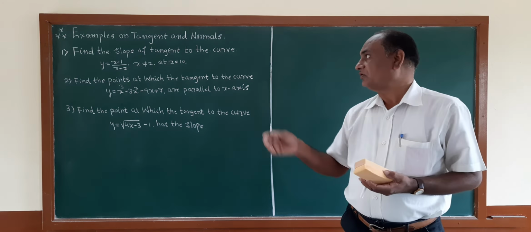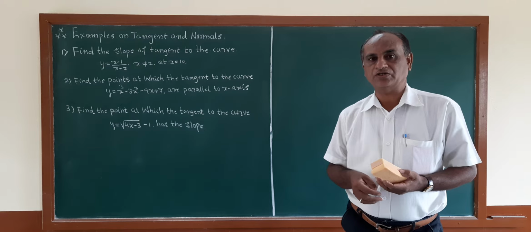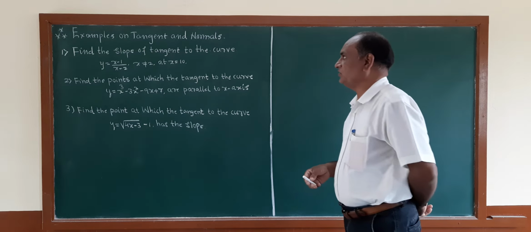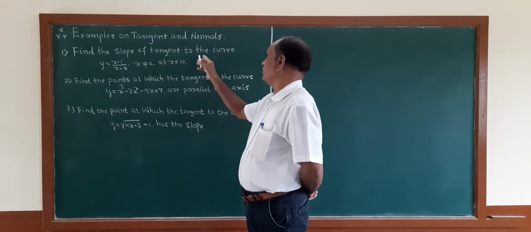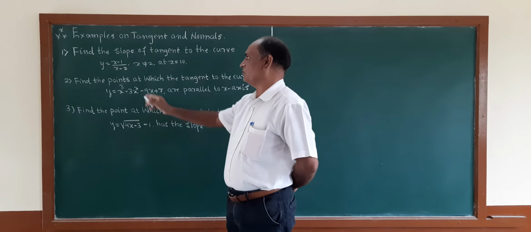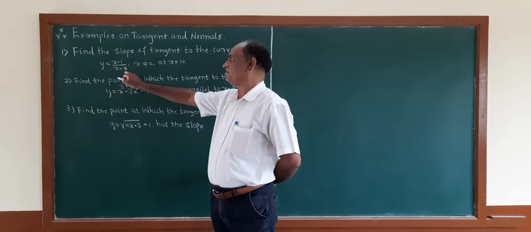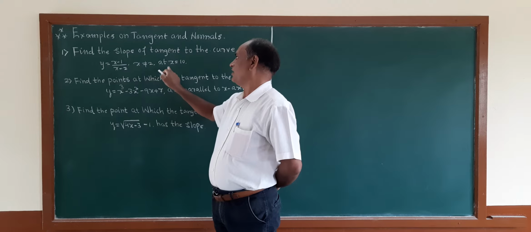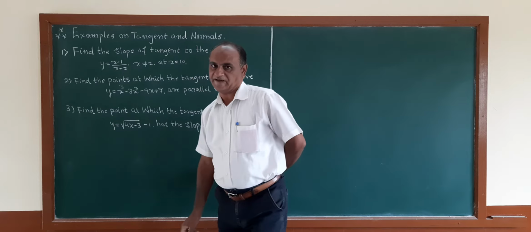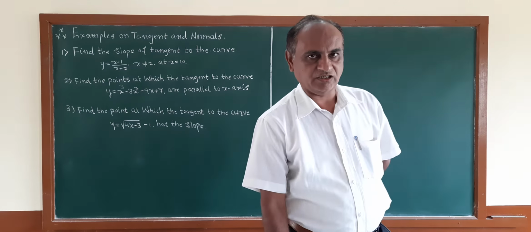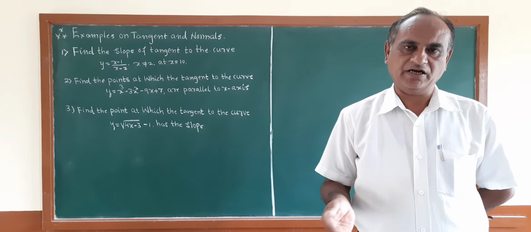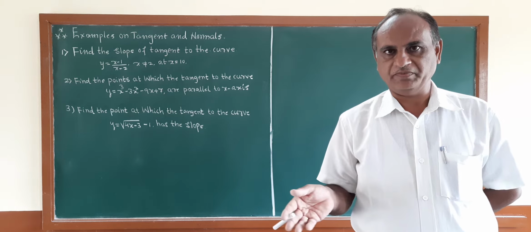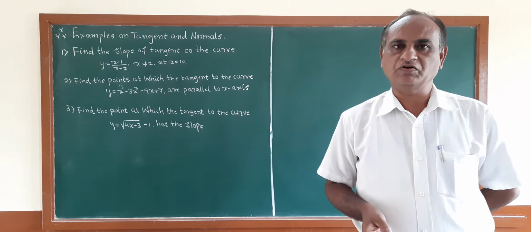So today I want to discuss three examples based on the theory part. The first problem is: find the slope of the tangent to the curve y is equal to (x minus 1) divided by (x minus 2), with the condition x is not equal to 2, at x is equal to 10. The slope of the tangent means dy by dx at x is equal to 10; substitute x is equal to 10 and simplify, and you get the slope of the tangent.